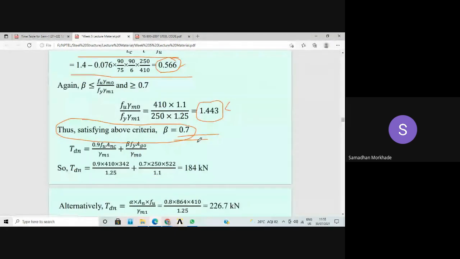Beta value should not be less than 0.7 as per the IS code. Beta value should not be less than 0.7 and should not be more than 1.443. If it comes greater than 1.443, take 1.44. If it comes less than 0.7, such as 0.56, then we have to take 0.7.